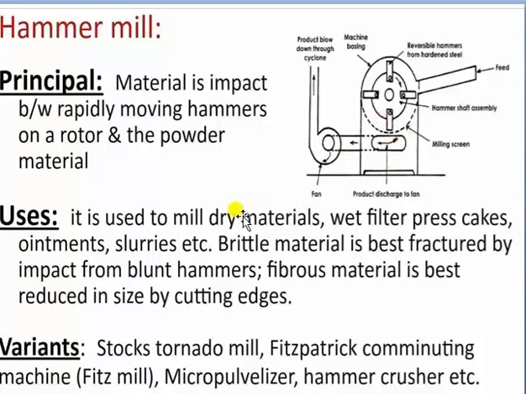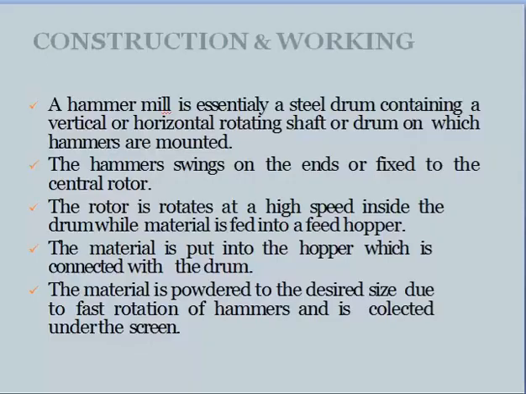Now, hammer mill will be used for milling dry materials, wet filter cakes, ointments, and slurries. Brittle material is best fractured by impact from blunt hammer. Fibrous material is best reduced in size by cutting edges. There are variants of hammer mill, that is Stokes tornado mill, Fitzpatrick comminuting machine, that is Fitzmill, micropulverizer, or hammer crushers. Now we'll see about the construction and working of hammer mill.